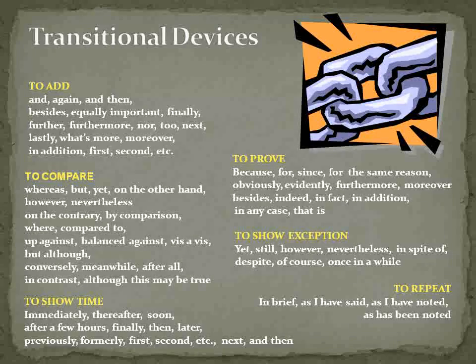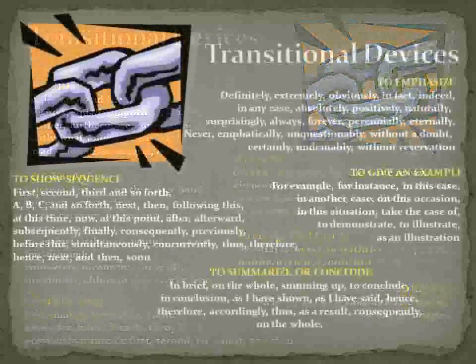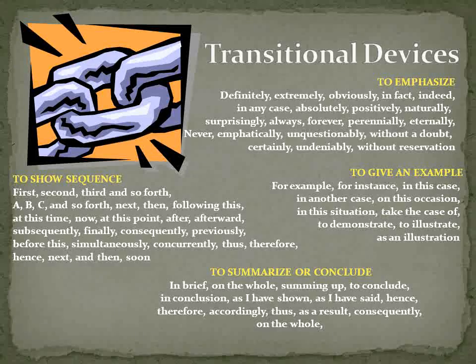As the groupings above illustrate, some transitional devices, such as those under the To Add heading, lead readers forward and imply the building of an idea or thought. Others, such as those under To Compare, make readers compare ideas or draw conclusions from the preceding thoughts. Here are more examples, although these are by no means all of the transitions you may use.